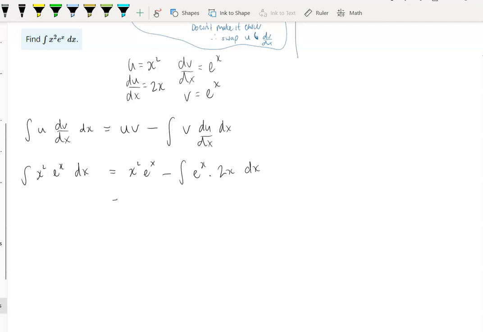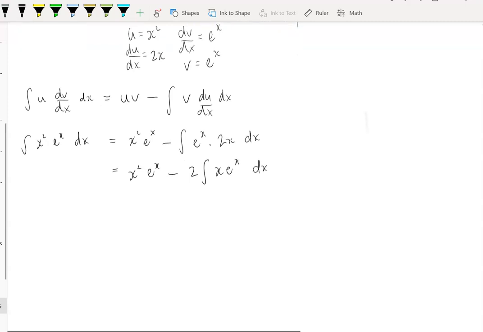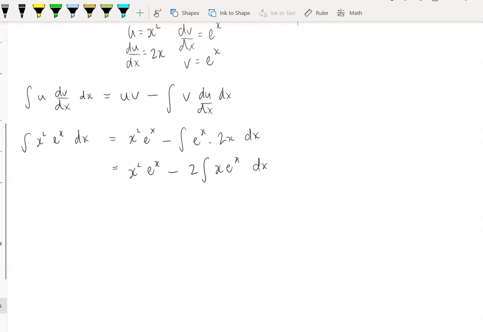And what you notice, I'll just rewrite that a little bit, is x squared e to the x minus 2 times the integral of x e to the x. And we haven't actually got to a point where we can integrate yet. So in this particular type of example, what we are going to do is use integration by parts a second time.